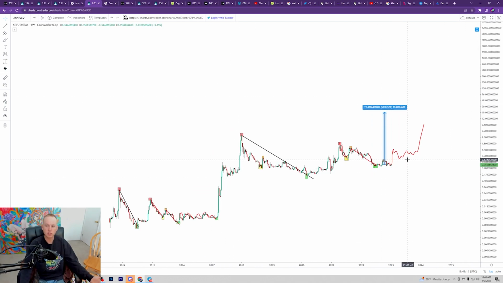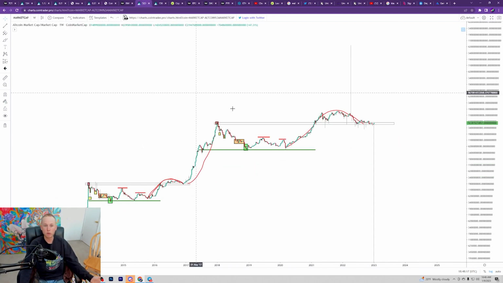I believe that that is what the markets are creating, and when we come over here and look at the total altcoin market cap, it's really hard to deny just how identical this pattern is in each cycle. The big difference here is just the amount of time that it's taking to create those same expanses.